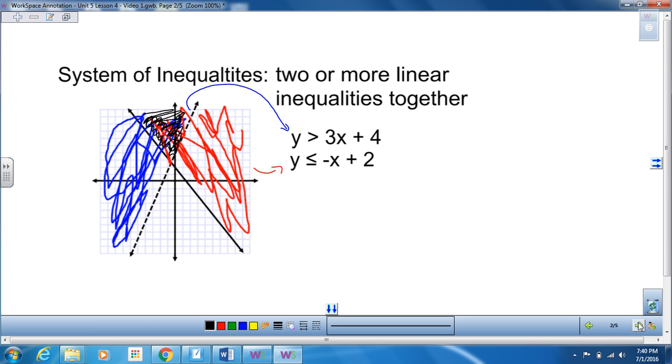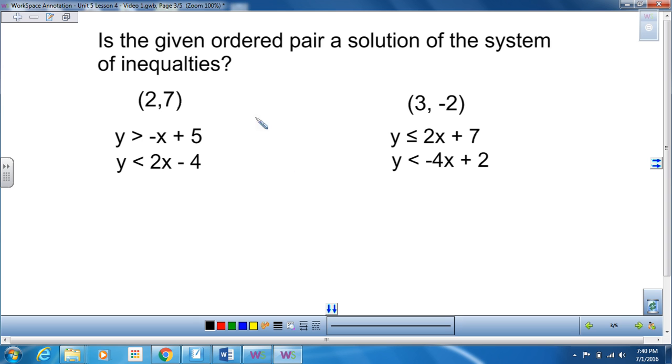Okay. So let's just see, is the given ordered pair a solution of the system of inequalities? So I want to know, would this ordered pair fall in the overlapping region? Well, what I do to check is I just plug them in for x and y and see if they're true. Okay, so I have this inequality, the top one, so 7 greater than negative 2 plus 5.